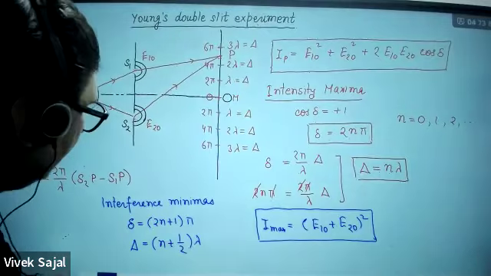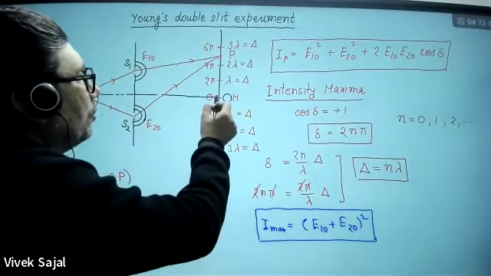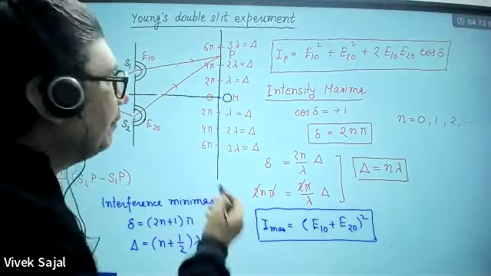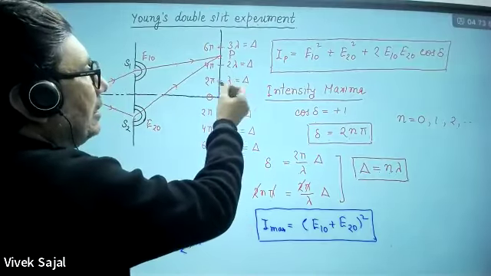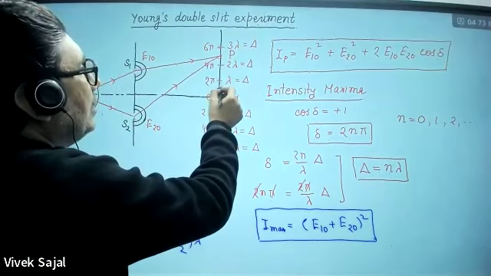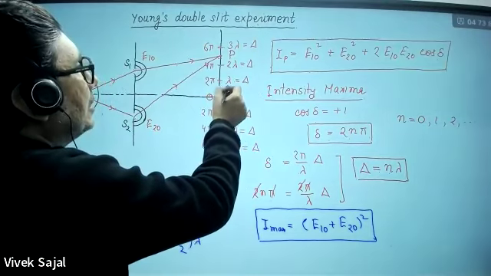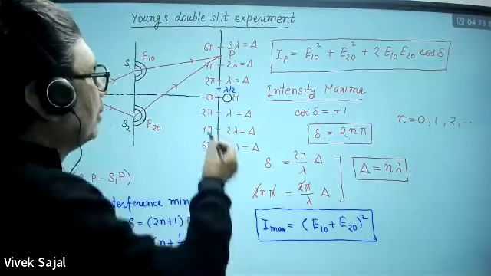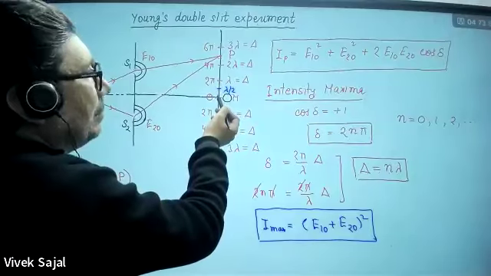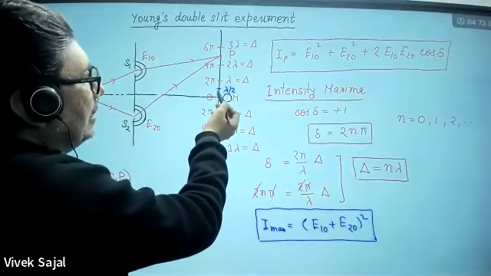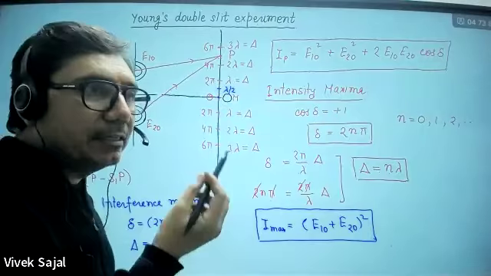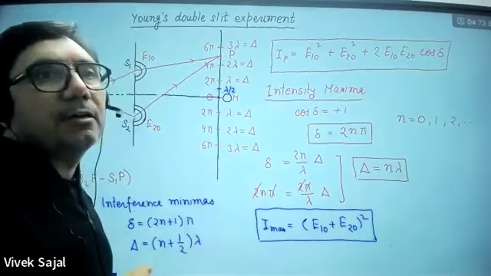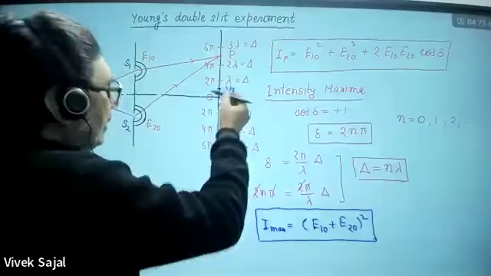So try to understand, at this point the path difference is 0. And when you start moving, it will become lambda by 2. So this is the path difference where you are going to get a minima. When you move upward, the path difference will start increasing. First it is going to become lambda by 2, and you will get the first order minima.